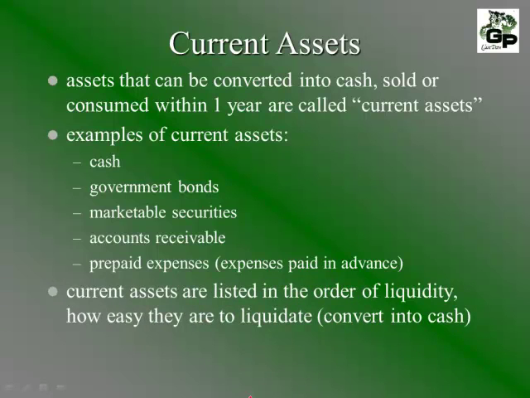Current assets are listed in the order of their liquidity. How easy is it to turn these things into cash? So obviously cash would be first, and then the others would be listed according to how difficult it would be to turn them into cash.